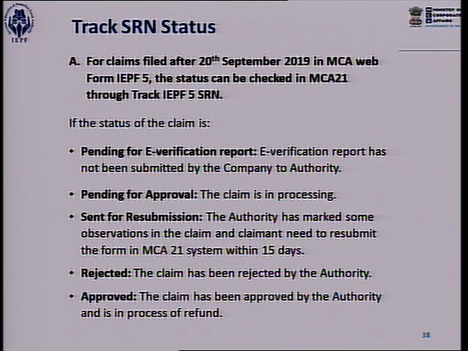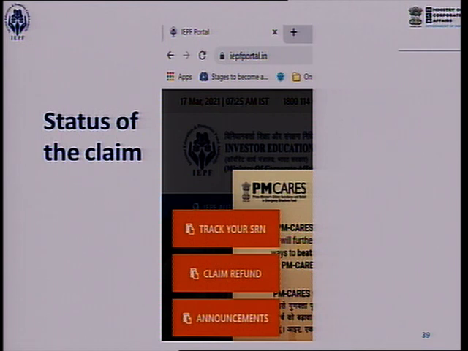When we say new web form service, you go to the track IEPF-5 SRN service under MCA21. If it is showing pending for e-verification report, it is pending with the company. Pending approval means the claim is in processing with the authority. Sent for resubmission means some observations have been marked by the authority and it needs to be resubmitted within 15 days. Rejected and approved status can also be seen.